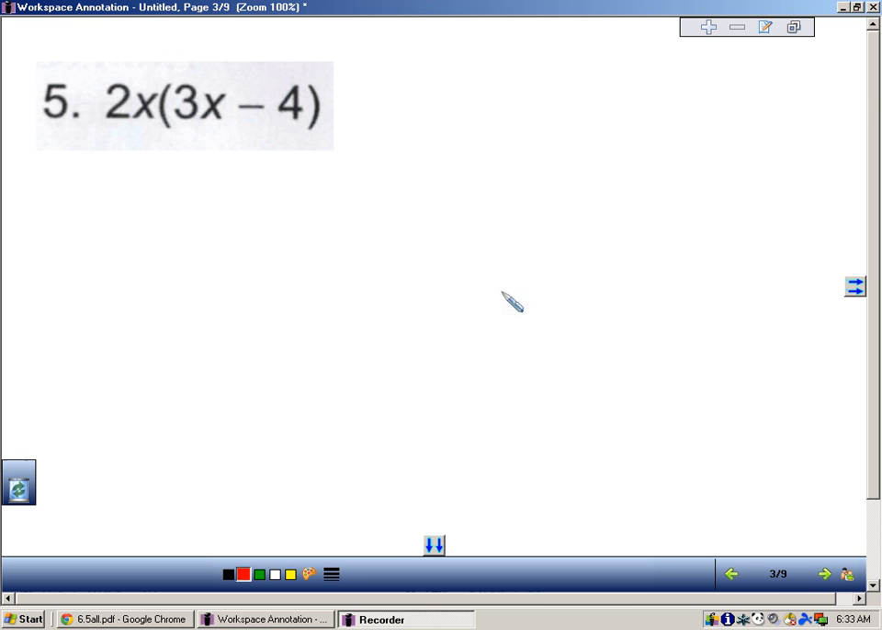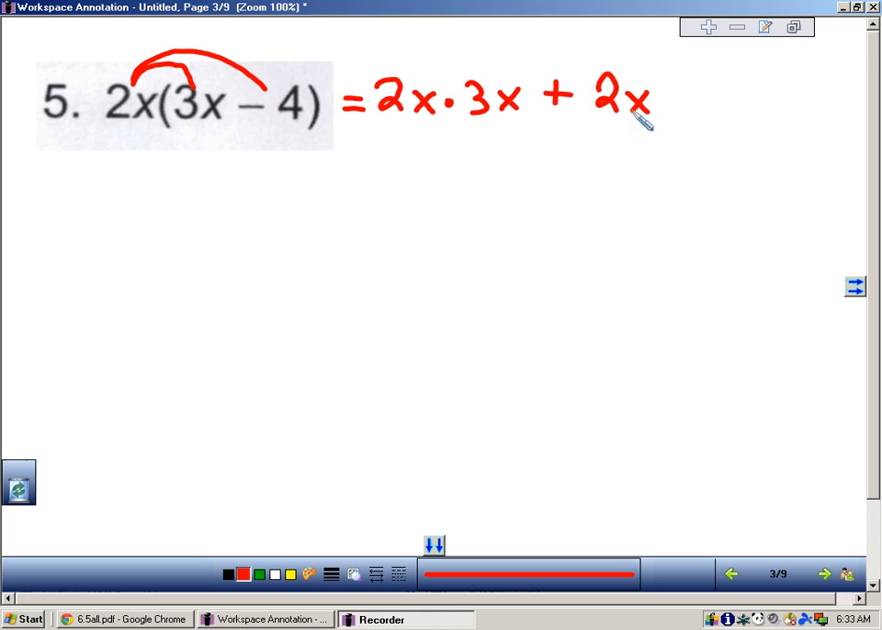Moving on. Number 5. A single term multiplied by a binomial. And so we use the distributive property. So again, I'll show each of the steps. So it's 2x multiplied by 3x. And I'm going to write plus, okay, 2x times negative 4.